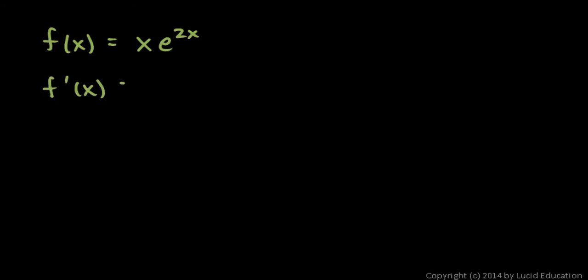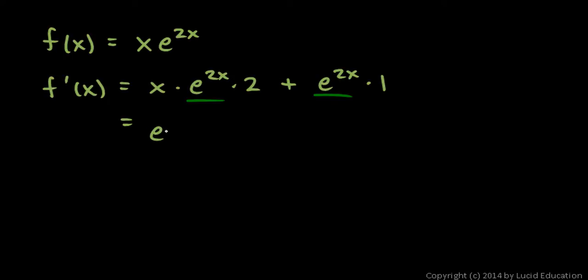All right, first we find the first derivative, and we use the product rule. So I'll say the first times the derivative of the second, which will be e to the 2x times 2 by the chain rule, plus the second, which is e to the 2x, times the derivative of the first. Now I'm going to rewrite this and factor out this e to the 2x from each term. So I'll write this is equal to e to the 2x times, and I'm left with 2x plus 1. Okay, that's the first derivative.